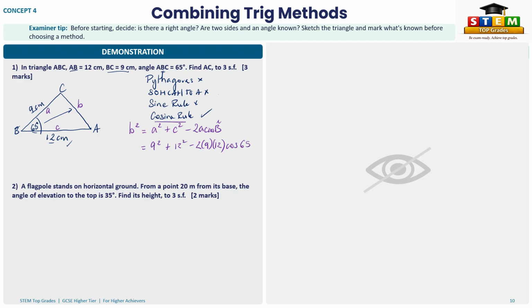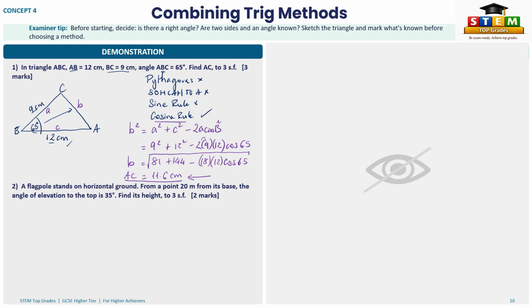Okay, so let's answer that question. So 81 plus 144 minus, okay, so 9, that's 18. So you can multiply this using your calculator, it will be a calculator question anyway. So b squared equals... now if I'm looking for b, I might want to draw this square root over here, and the answer should be b. Remember, b is AC. That's what we're looking for, and that's going to give us 11.6 centimeters. Here we go. That's what we've been looking for.